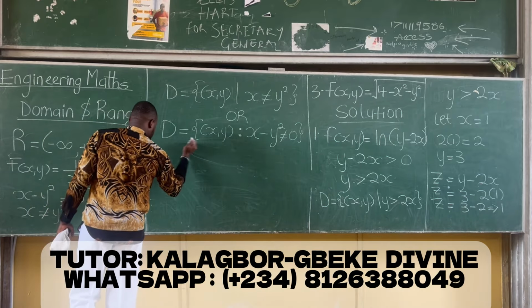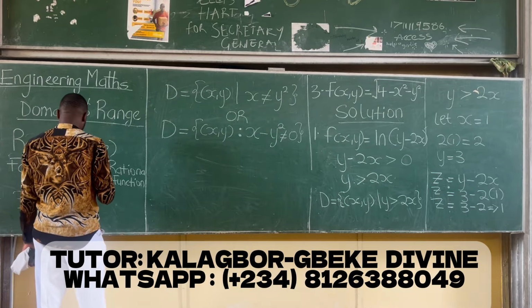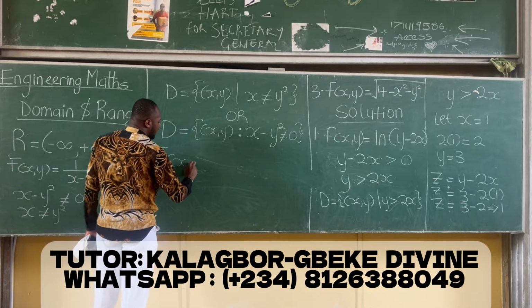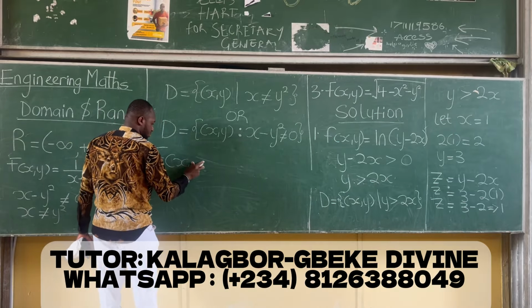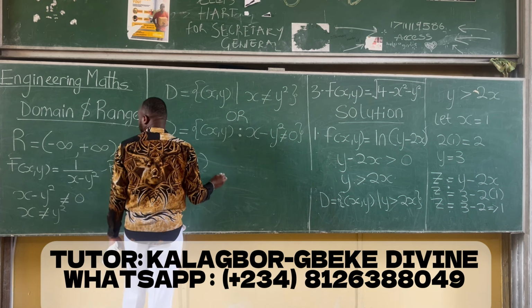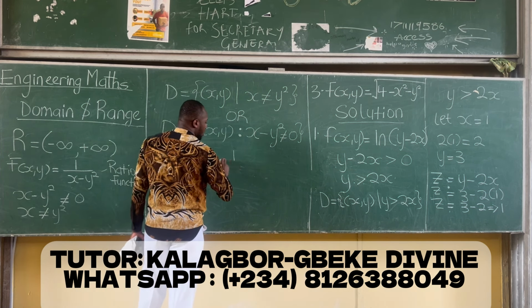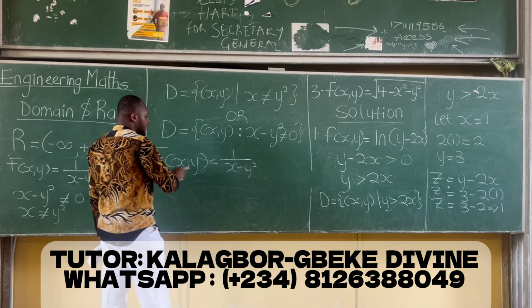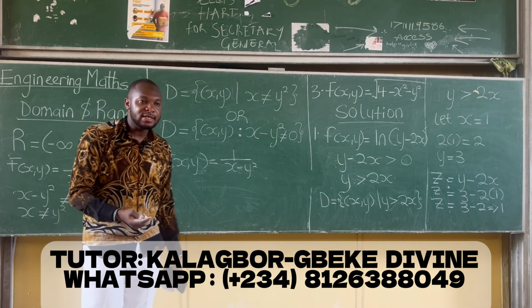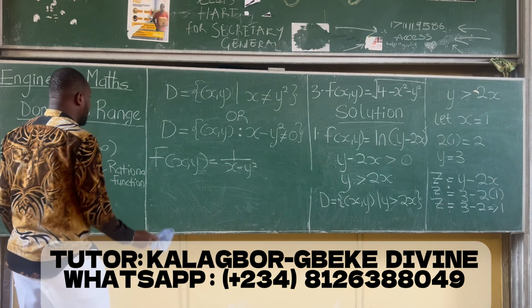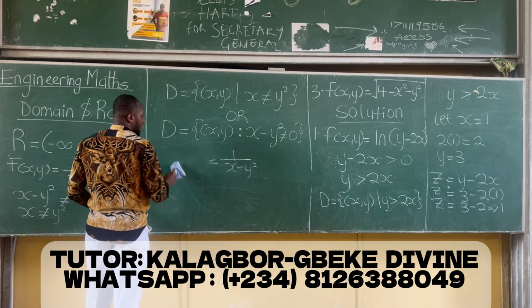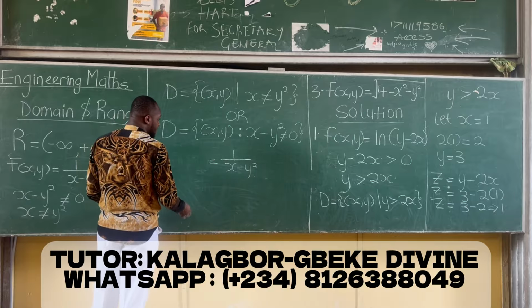Now, we have this function, right? f of x y equals 1 over x minus y squared. This f of x y, we can replace it as the output. So we can say f of x y is the same thing as z, right?